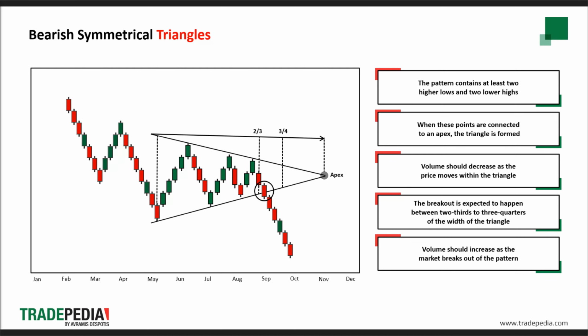Likewise, for bearish symmetrical, it's an inverse of the bullish symmetrical triangle. This pattern will contain at least two higher lows, these two higher lows, and two lower highs. Okay, two lower highs. All right. When these points are connected to the apex, a triangle is formed.